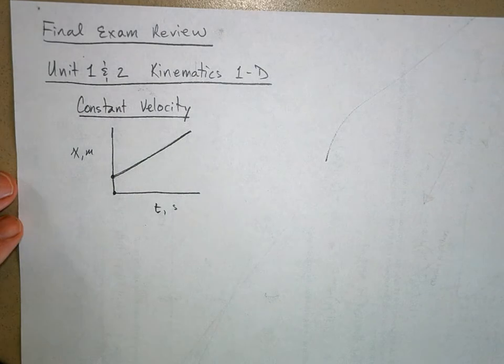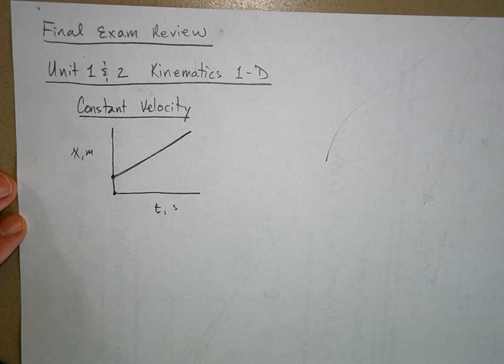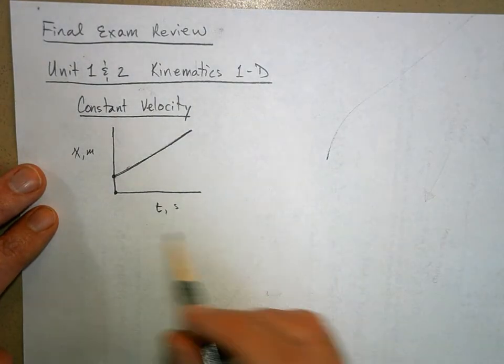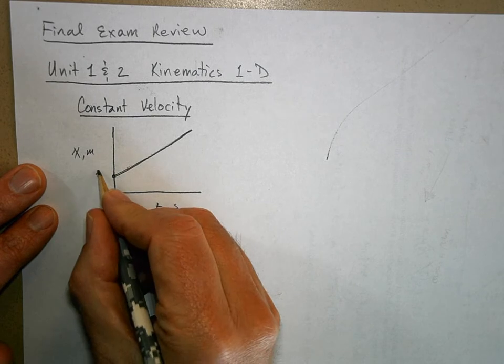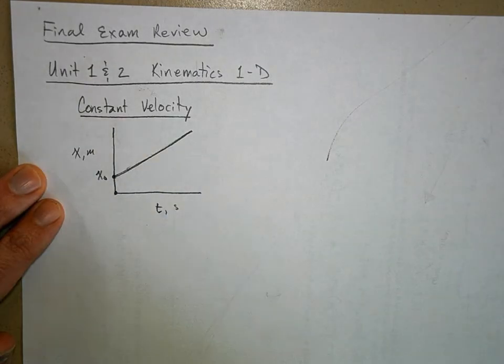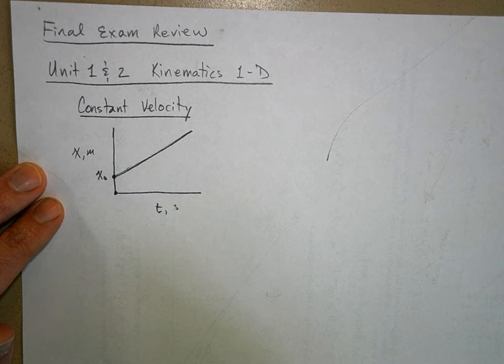Now, one of the things you have to do is, if I give you a graph, you really have to look at the graph carefully and understand what kind of graph do I have. Because I might give you an acceleration versus time graph, or a velocity versus time graph, or a position versus time graph. And you really have to understand what's going on with those graphs. Now here, we have this. This is my starting position. My position when time was equal to 0.